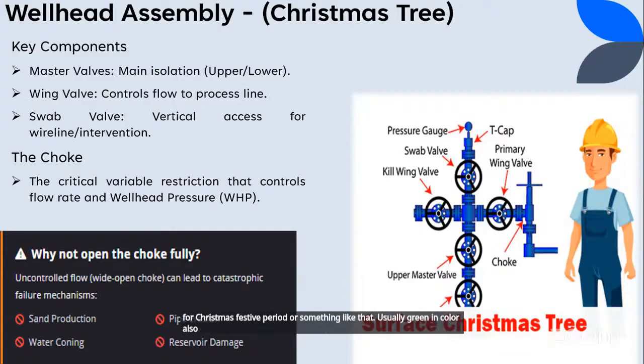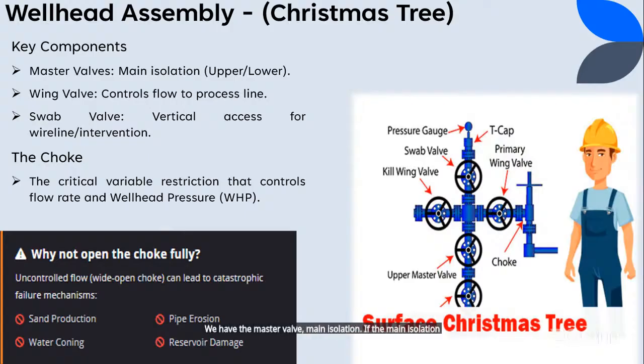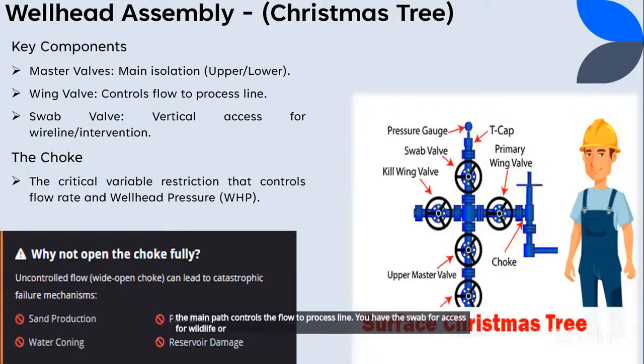And there, some of the valves are very important. In fact, all the valves found on a Christmas tree are very much important and vital if you want to optimize your production. So we have the master valve, the main isolation valve. You have the wing valve, which controls the flow to the process line. You have the swab valve for access for wireline or intervention. For emergency situations, we use the swab valve.